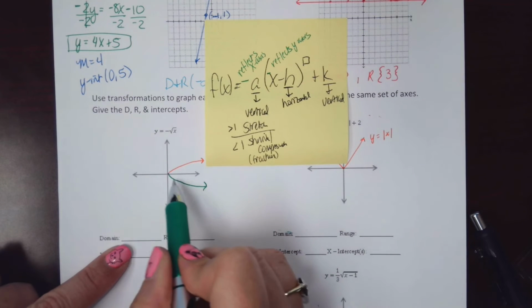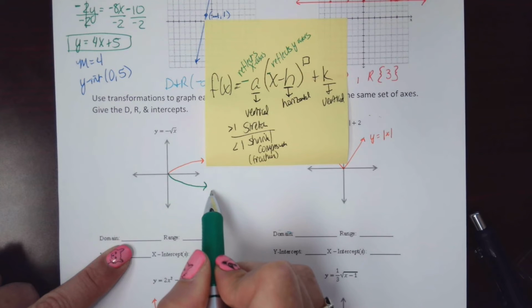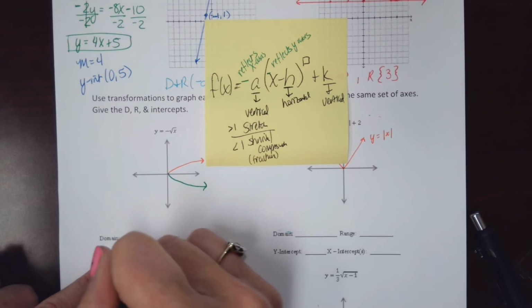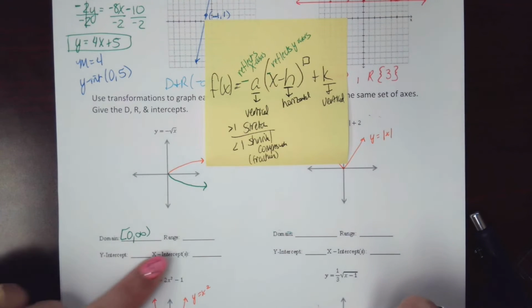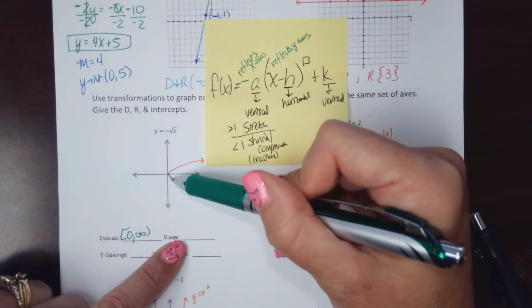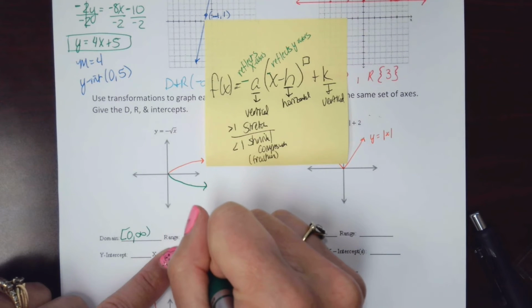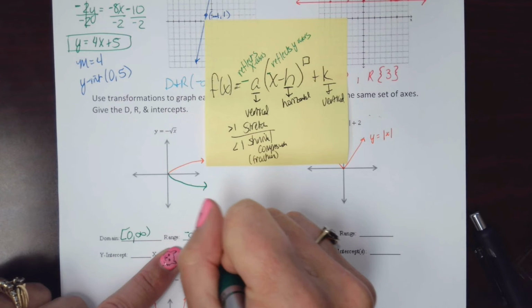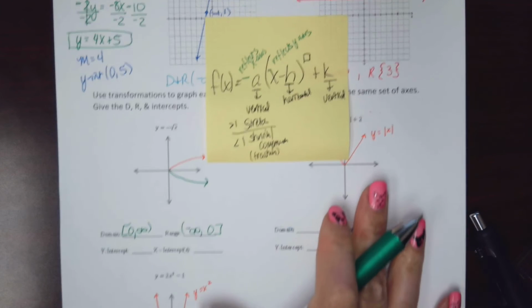My domain and range both have a limit. Now we're talking about the transformed function. My domain is 0 to positive infinity inclusive. My range for the original is 0 to positive infinity because it's up here, but my transformed is down here. So this range is from negative infinity up to 0 inclusive. These intervals always go least to greatest.